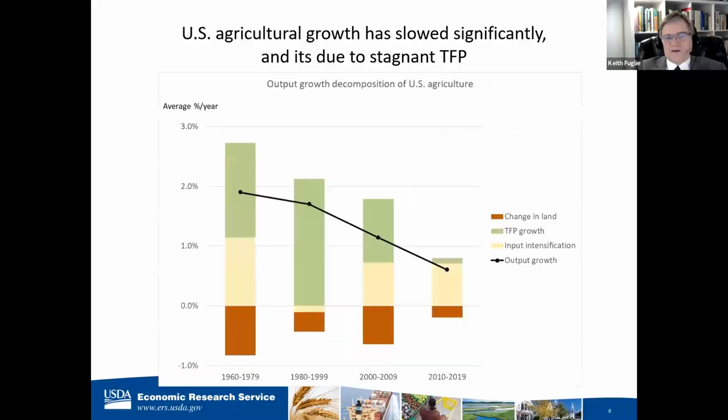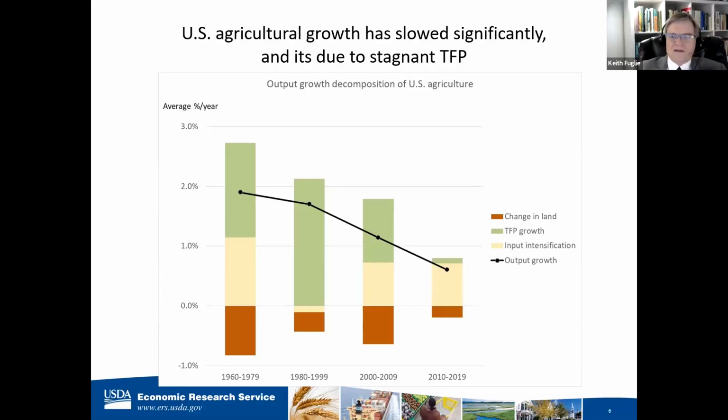Next slide, please. So in this figure, I've decomposed the growth performance of US agriculture into these three sources, going back to the decades of the 60s up to the present. So the first column shows the average annual rates of change for the decades of the 60s and 70s. So the black line is how fast output was growing at almost 2% per year during these two decades. And TFP was growing, as well as input intensification was growing, but land area was actually falling. So changes in land use was a negative growth rate.